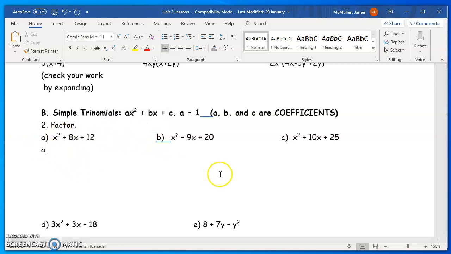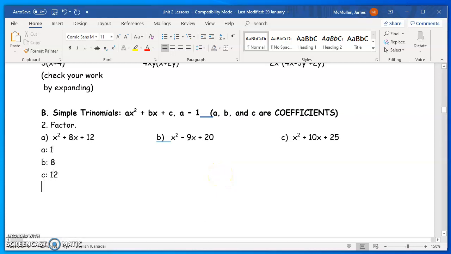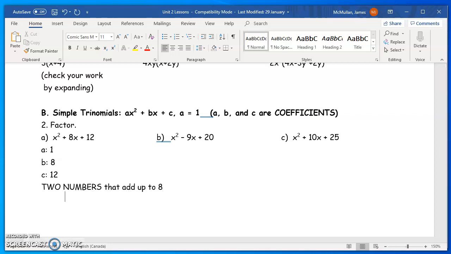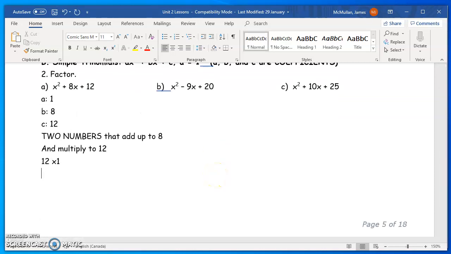So in this first one, A is 1, B is 8, C is 12. What you are looking for is two numbers that add up to 8 and multiply to 12. That's how you're going to factor this. Again, do not think about numbers that add up to 8. There are a million numbers that add up to 8. There aren't that many numbers that multiply to 12, right? You think about 12. 12 could be 12 times 1. It could be 6 times 2. It could be 4 times 3.